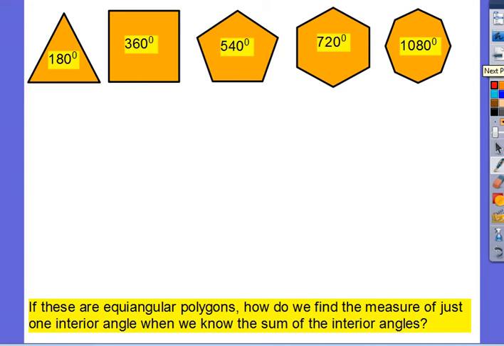And then here's some different polygons. You can see the interior angles. How do we find the measures of just one interior angle? If we know the sum of the interior angles, you just divide by the number of sides there are. If we know in a triangle there's 180 degrees, to find one angle, if they're equiangular, we just divide by 3. If all the sides are equiangular, you divide by 4, divide by 5, divide by 6, and so on.